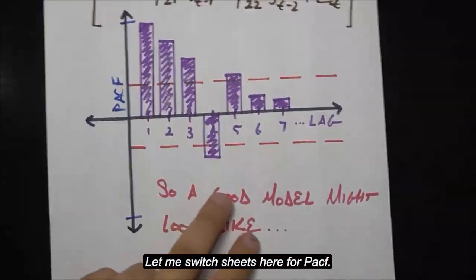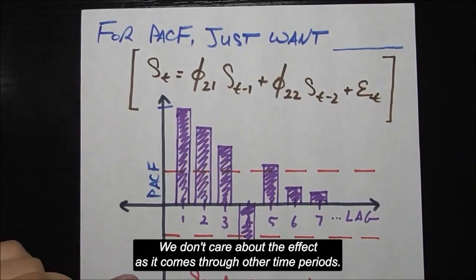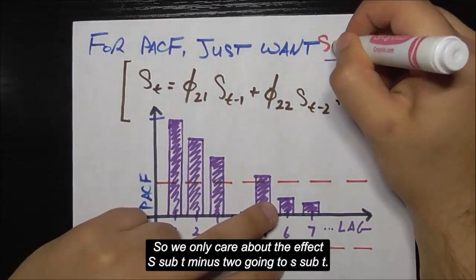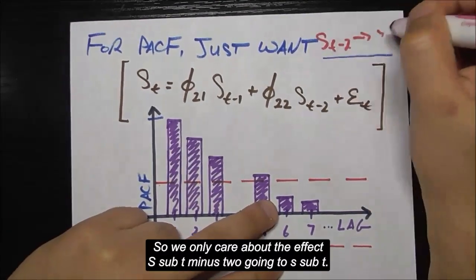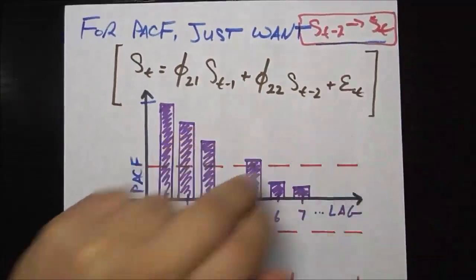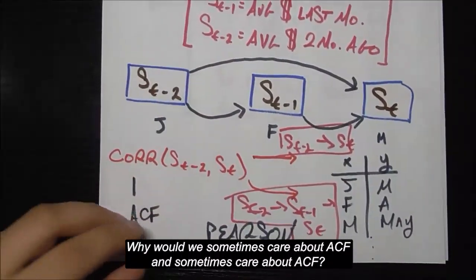You might already see where this is going. Let me switch sheets here. For PACF, we only care about the direct effect. We don't care about the effect as it comes through other time periods. So we only care about the effect of S sub t minus 2 going to S sub t. And why might we only care about that? Why would we sometimes care about ACF and sometimes care about PACF?